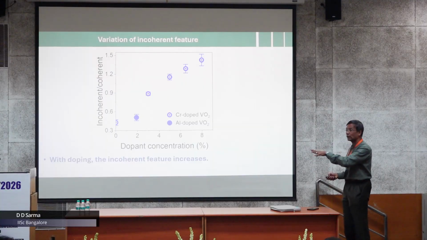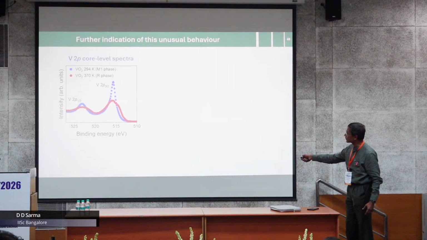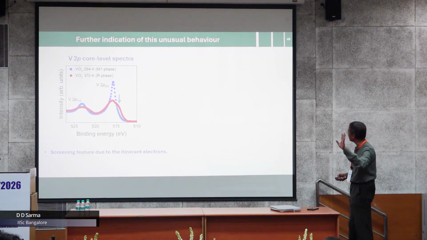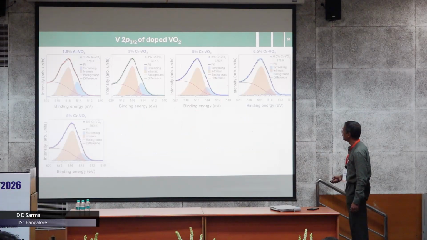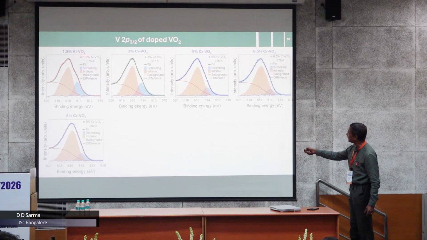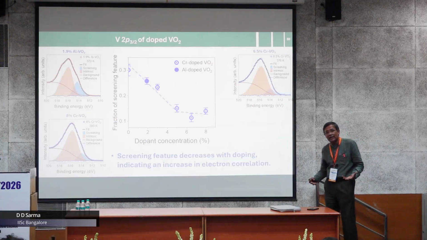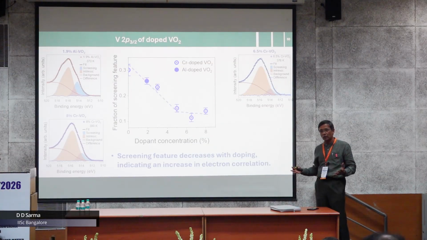And similarly, I can also look at the core level. I told you the core level screening peak, remember, measures the screening channel's ability. I can quantify that by some spectral fitting. You don't have to worry about that. But basically, I'm going to look at this bump and how it changes. If the metallicity increases, this should increase. Otherwise, it should decrease. And here you can see that as I increase the doping, this fellow keeps becoming smaller and smaller. I can quantify that again. So everything is saying the correlation effect is increasing as I'm doping the system, which is completely counterintuitive.